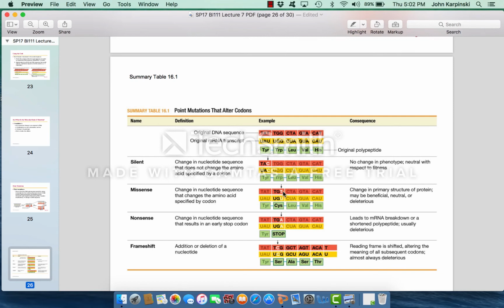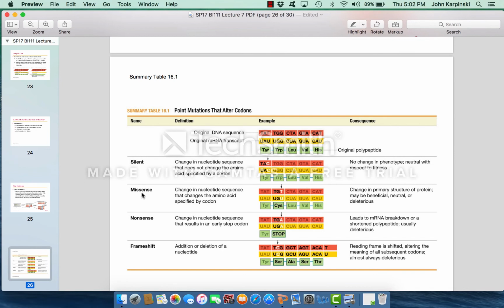In the next example, we also get a change in the third position, but that change actually leads to a change in amino acid. So the resulting codon leads to a different amino acid. Instead of tryptophan, we now have cysteine. Tryptophan and cysteine have different chemical properties, so that protein is likely going to fold differently and probably will not function properly. So we call that a missense mutation.